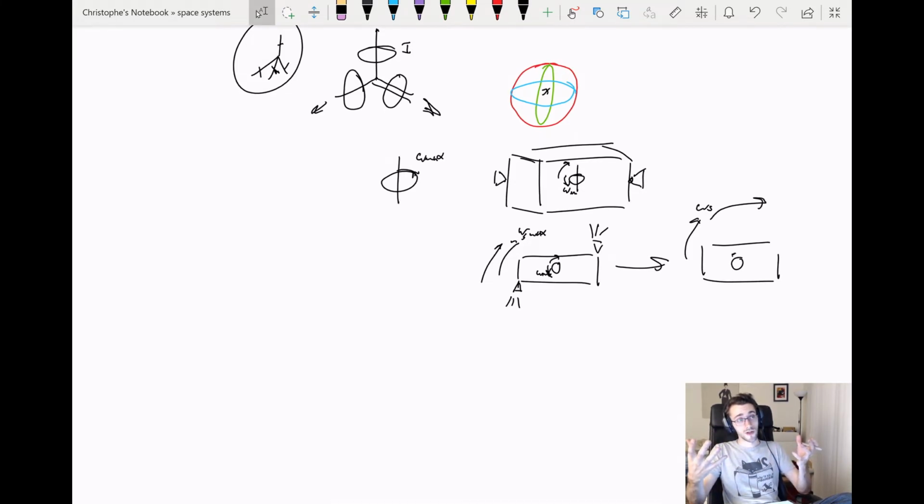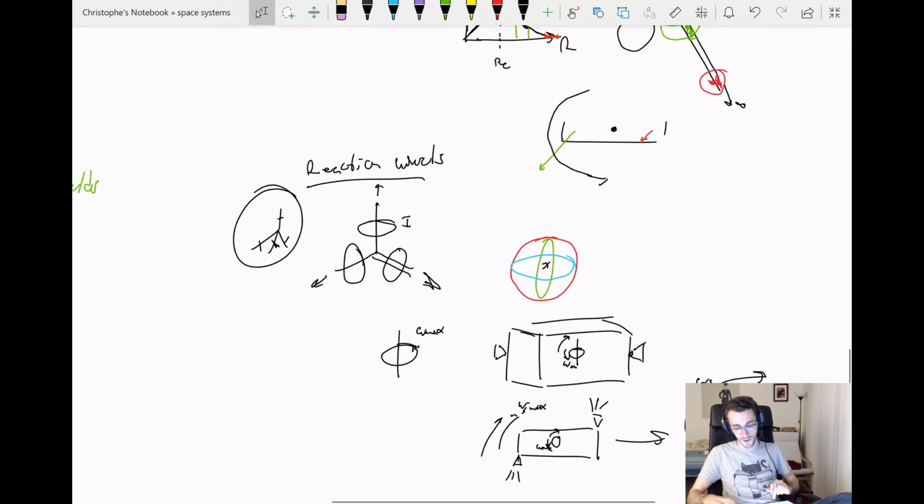So what you can do is use your thruster systems to desaturate your reaction wheels, such that you can have the angular velocity that you want, but also have the fine control of the reaction wheels back. So that's kind of the reason why you want to desaturate your reaction wheels.